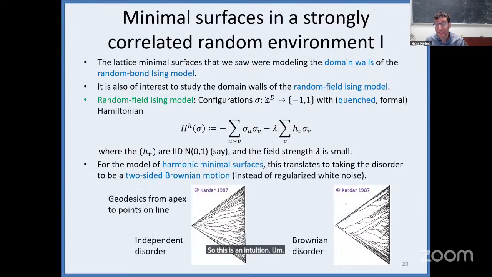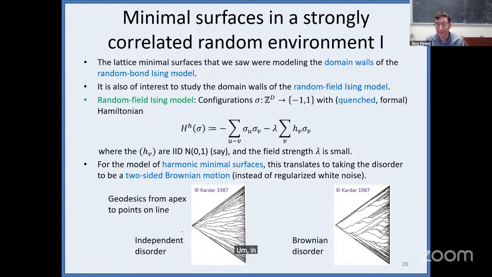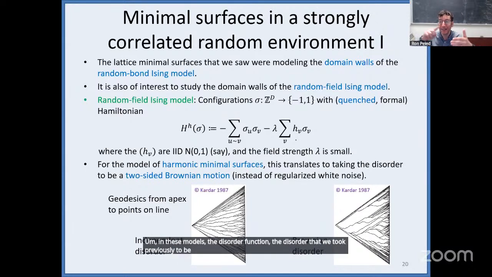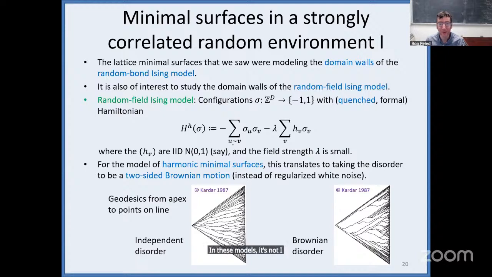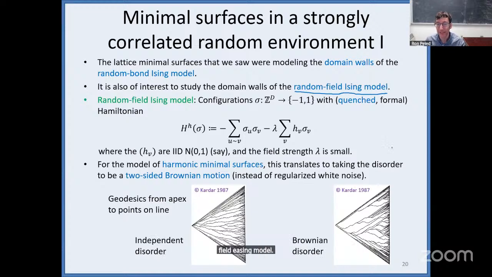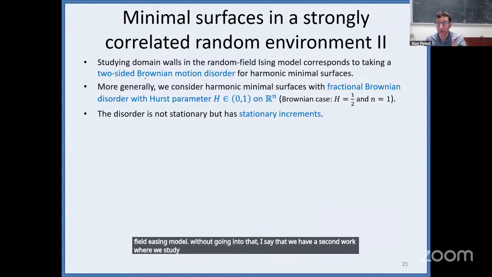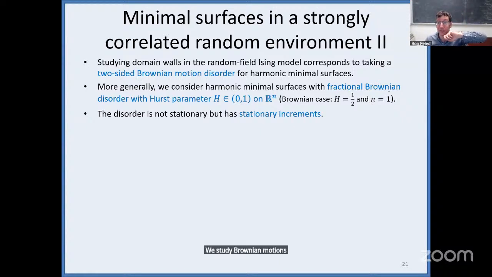In the last 2 minutes, I say that there are other models that we wish to study. In these models, the disorder that we took previously to be IID is not IID. It is, for instance, a two-sided Brownian motion on every vertical line. This would correspond to domain walls of random field Ising model. Without going into that, I say that we have a second work where we study other disorders. Instead of white noise convolution bump, we study Brownian motions, even more generally, fractional Brownian disorder with Hurst parameter h.